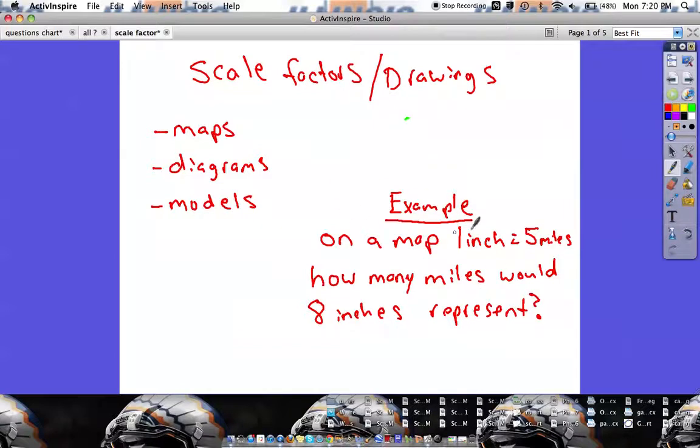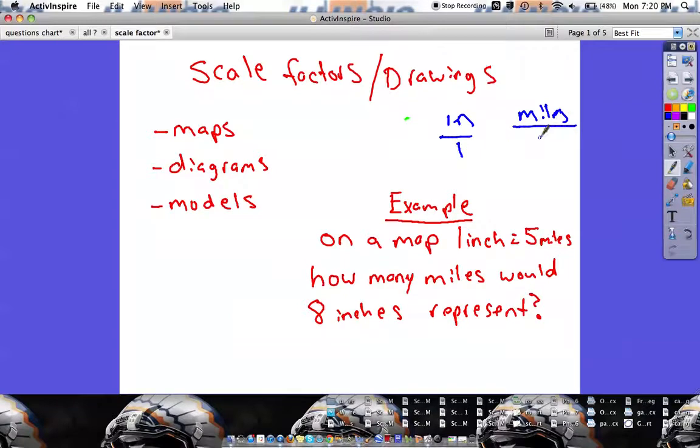So here's an example to start us off. If we have a map and the map says that 1 inch on the map equals 5 miles in real life, how many miles would 8 inches represent? Now, I think this is pretty easy, and you can probably solve this simply. But if you can't think about this and you need to really picture it, you can always go back to the chart, which I think always helps.